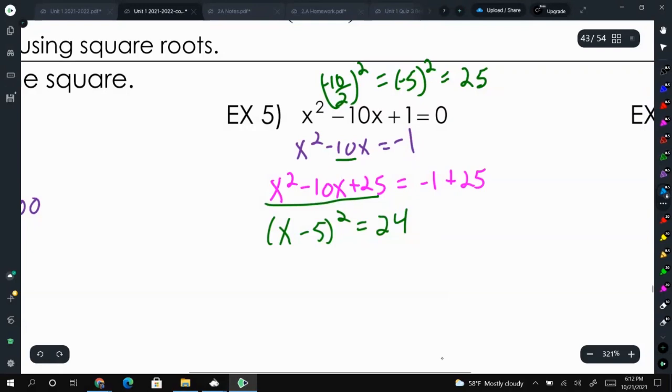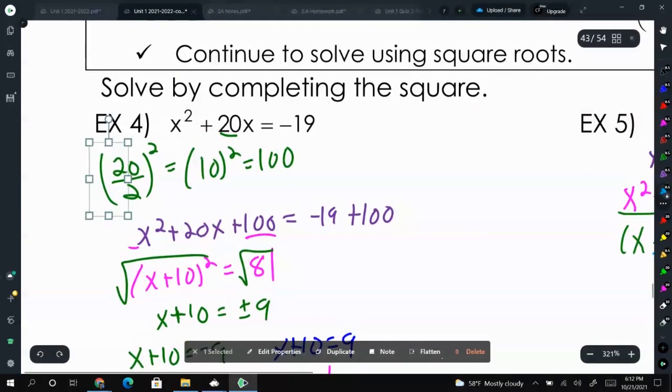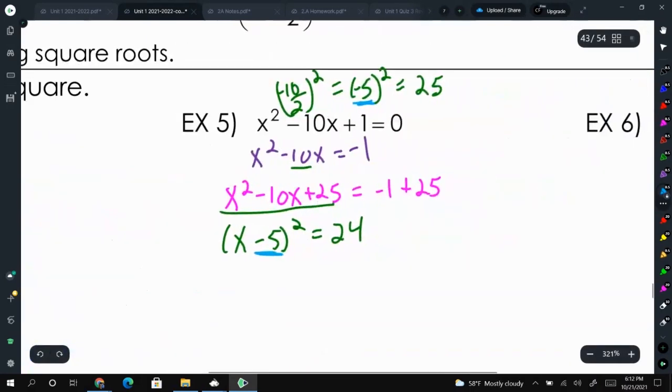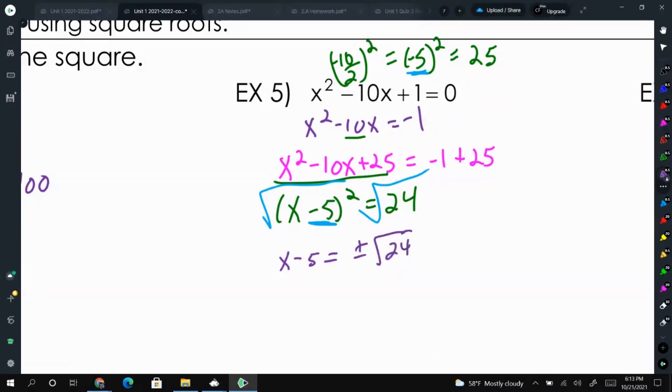One thing you might have noticed is, right here, we did negative 10 divided by 2, we got negative 5. It's x minus 5 squared. Over here, we did 20 divided by 2, we got 10. It was x plus 10 squared. So this number here will help us in factoring. So x minus 5 squared equals 24. Square root both sides. We get x minus 5 equals plus or minus the square root of 24. So we need to simplify the square root of 24.